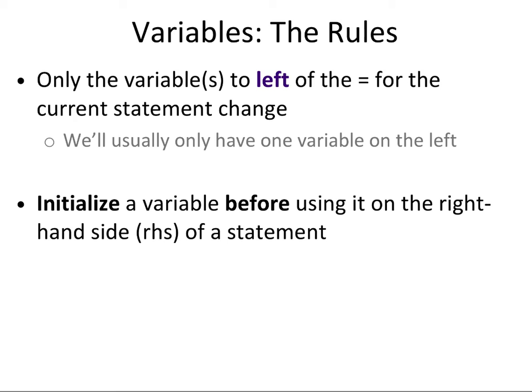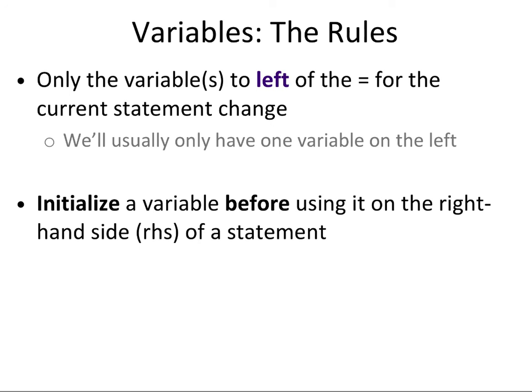So for some guidelines, only the variables to the left of the equal sign for the current statement change. We'll usually only have one variable on the left. We want to make sure that we initialize any variables before using them on the right-hand side of a statement. So you should never see a variable on the right-hand side of an equal sign if it wasn't on the left-hand side somewhere earlier in the program.